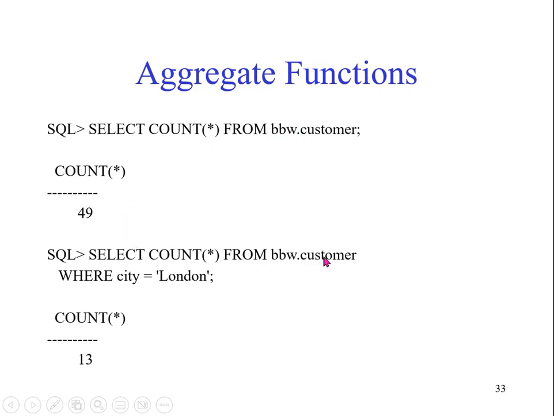We can do the same thing, but we can add some conditions. So the where is basically a condition that restricts the number of rows to those customers who are based in London.